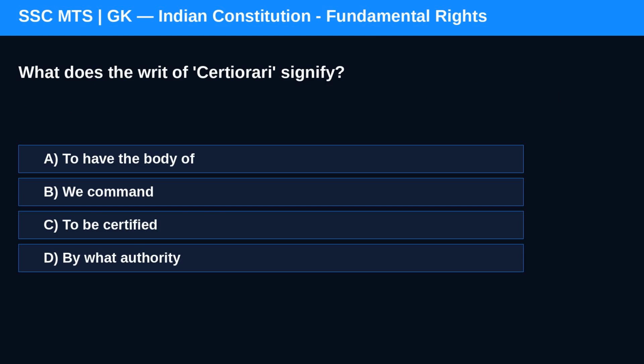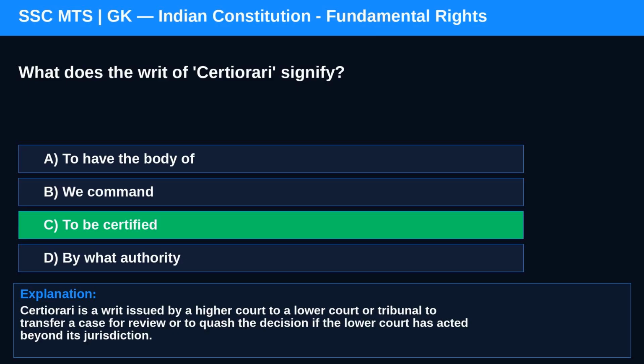Question 10. What does the writ of certiorari signify? Option A, to have the body of. Option B, we command. Correct answer is C. Certiorari is a writ issued by a higher court to a lower court or tribunal to transfer a case for review or to quash the decision if the lower court has acted beyond its jurisdiction.